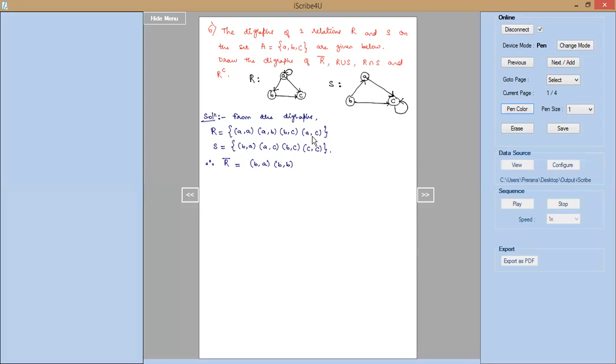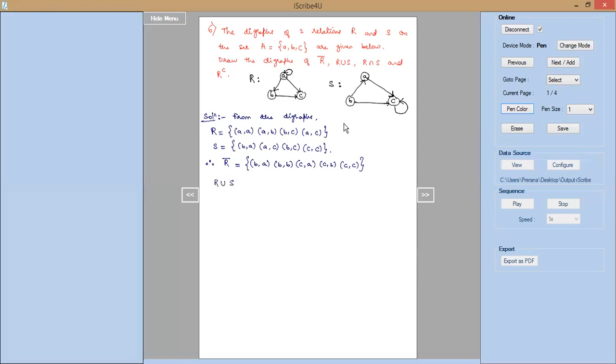Then we have looking into R. Starting with C, there are no elements at all. So I have to write down all the elements starting with C. That is CA, CB, CC. So this is R complement for us.